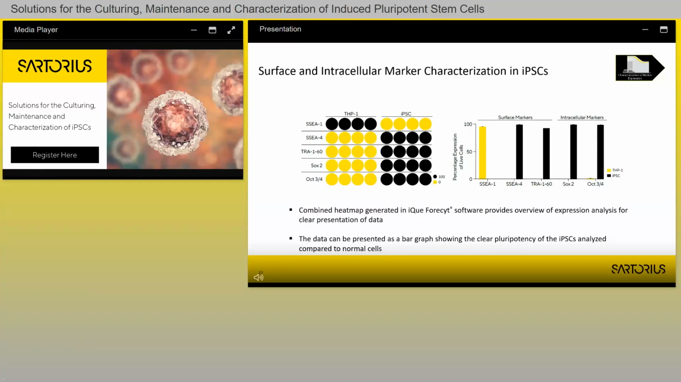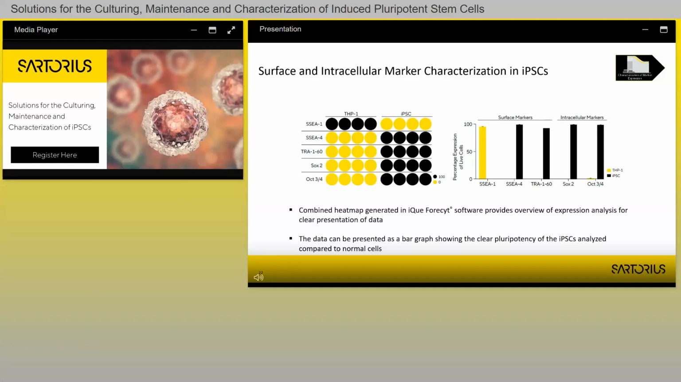On the right is a bar graph illustrating the different expression patterns between the cell types, where we can see the complete marker expression. THP1 cells in yellow are clearly expressing SSEA1, the non-pluripotency marker, and not expressing the pluripotency markers, while the iPSCs in black are expressing all pluripotency markers with no expression of the non-pluripotency marker.